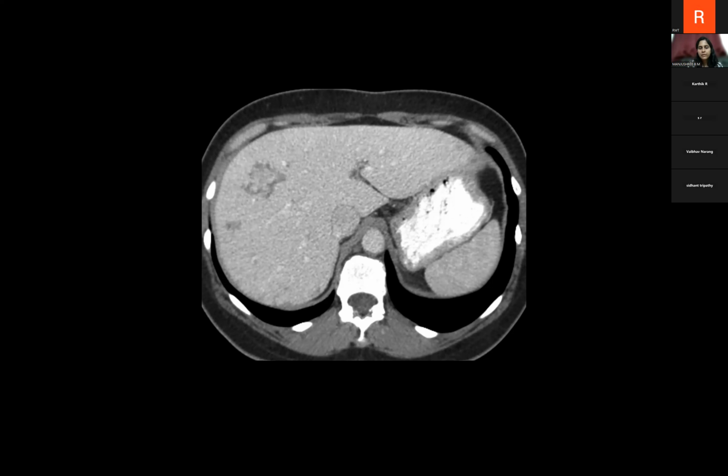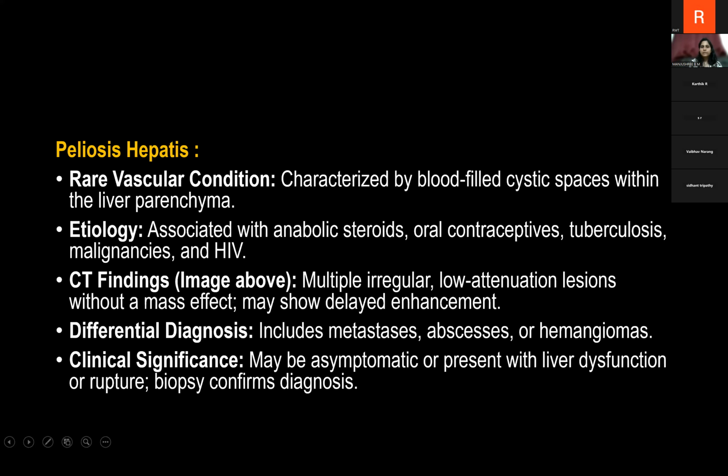Very good. This is not focal fatty infiltration, because if it's focal fatty infiltration, it won't appear like this, and it won't show enhancing areas like this. So it's basically peliosis hepatis, blood-filled cystic spaces. It's associated with anabolic steroids, oral contraceptives. CT imaging findings, as we saw, are multiple irregular low attenuation lesions, and important thing is it does not cause any mass effect unlike other masses. It might show delayed enhancement.